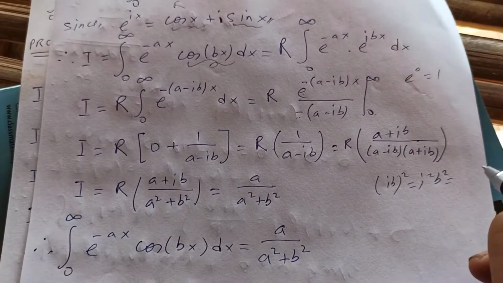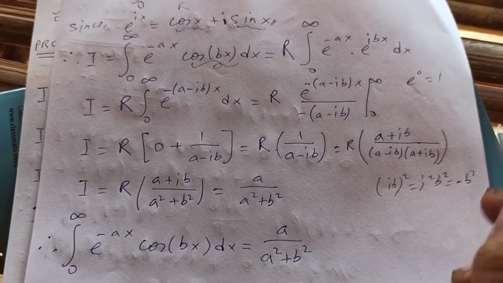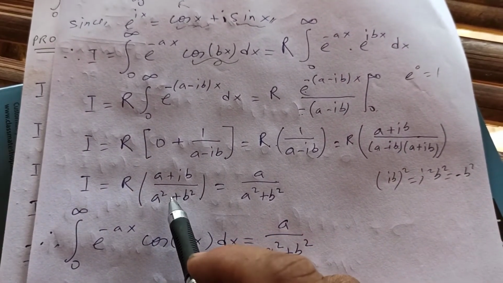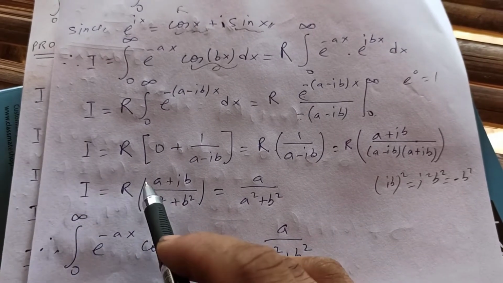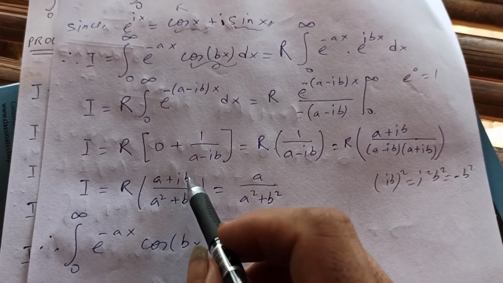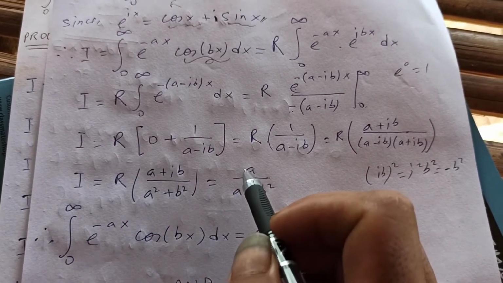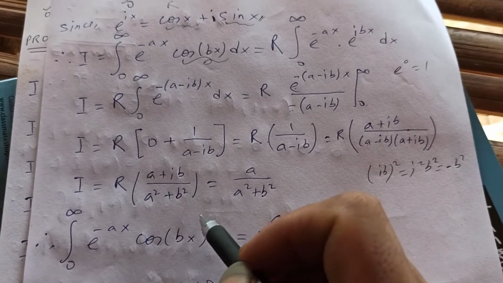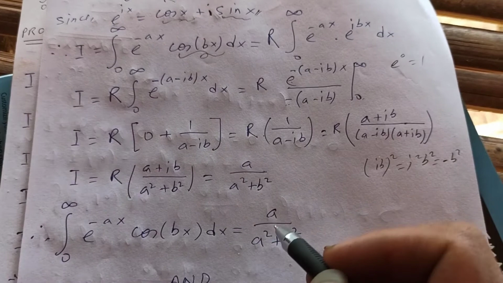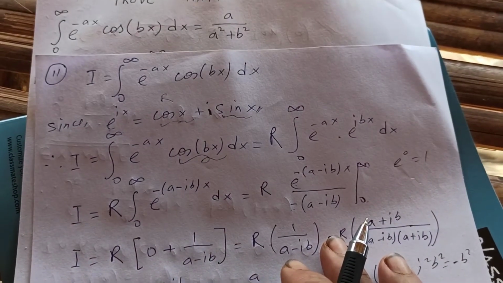We know that i square is negative 1, so negative b square with that negative becomes positive: a square plus b square. Therefore, if you take the real part, a is the real part and b is the imaginary part, so we take a only, which is a upon a square plus b square. Therefore, the integral from 0 to infinity of e to the negative ax cos bx dx is a upon a square plus b square. That is what we are trying to prove here.